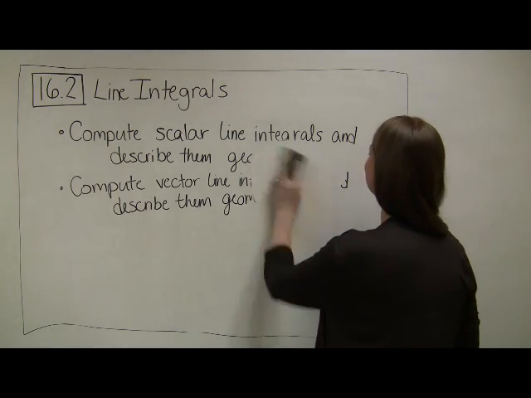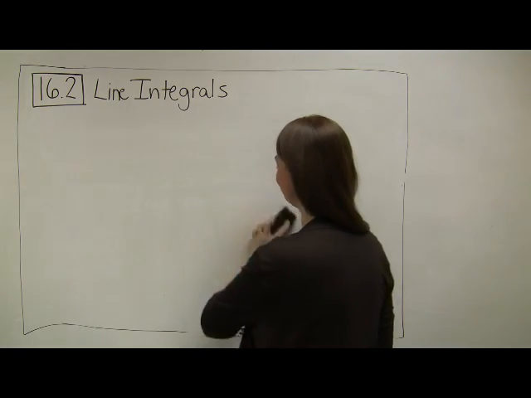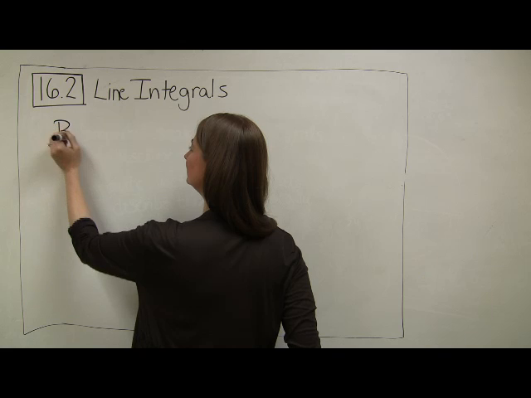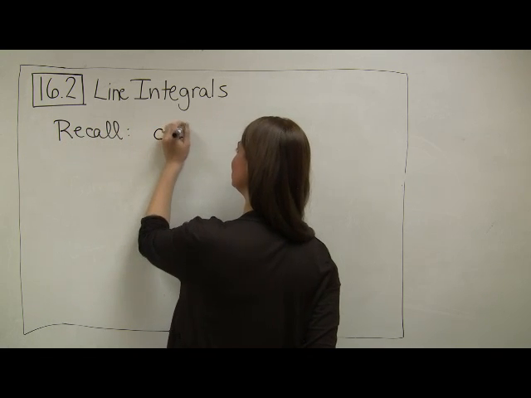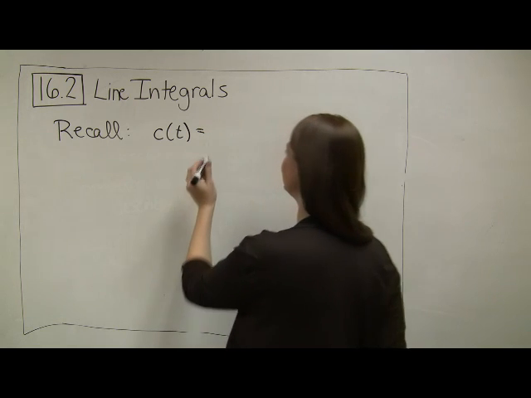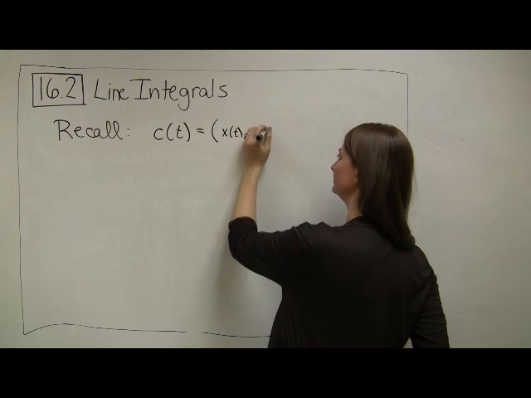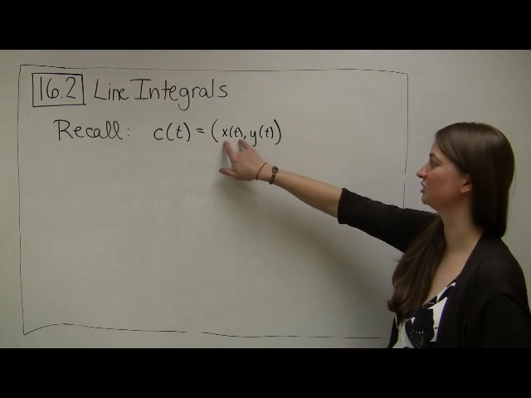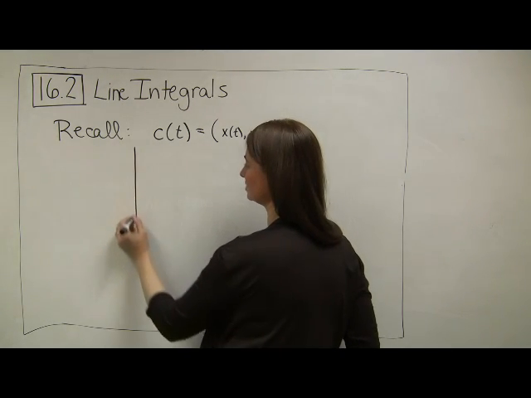So before we get started, I want to do just a brief recall of paths, because it's been a little while since we talked about a path. So recall, let's say that I have a path. C of t is going to be some function x of t, y of t. Typically, for this discussion right now, we're going to talk about paths that just have outputs in R2. And I'm going to represent that by some squiggly line.